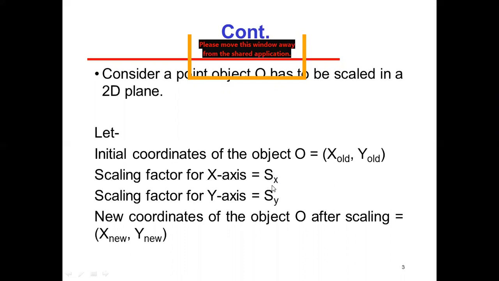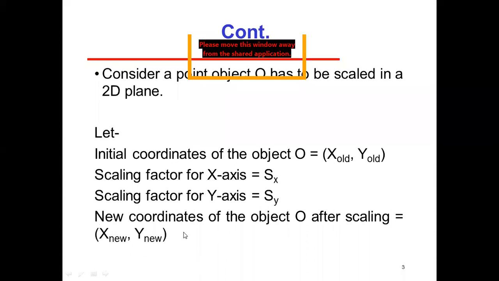Okay, sx, sy: scaling along the x-axis and scaling along the y-axis. In a similar way as in the case of translation, tx, ty, translation along the x-axis and translation along the y-axis. Similarly, rotation along the x-axis and y-axis. So this is the nomenclature we will use for scaling.